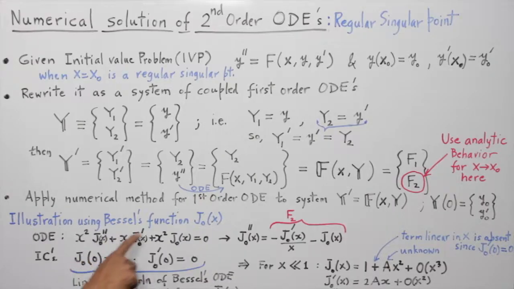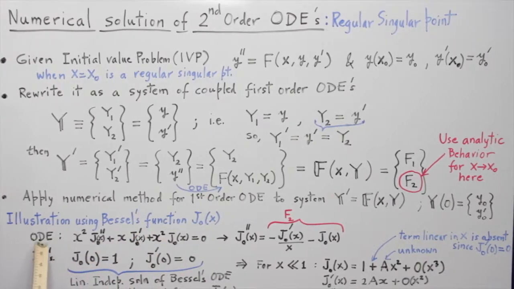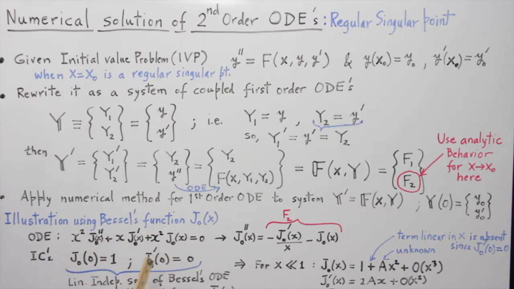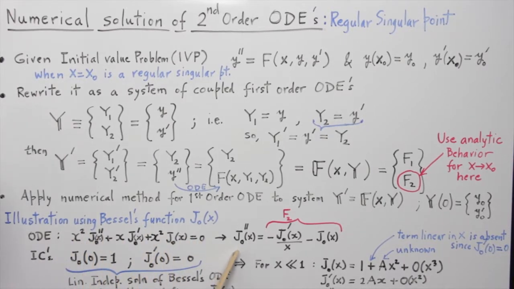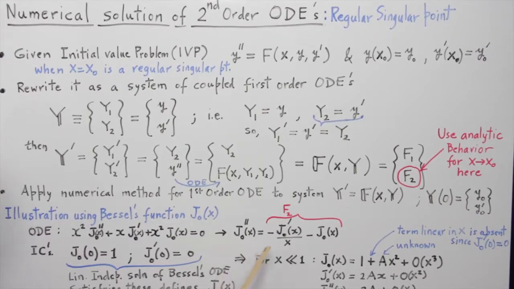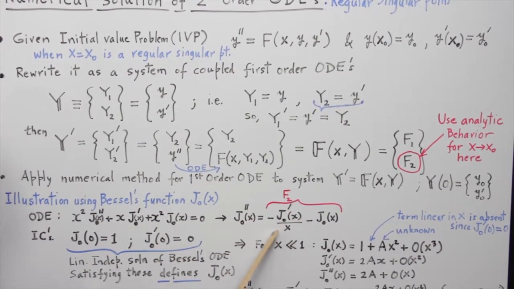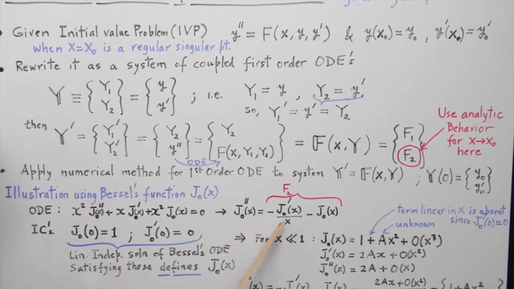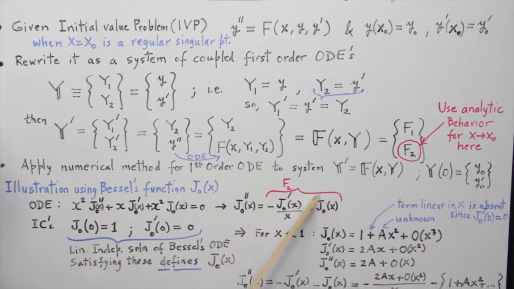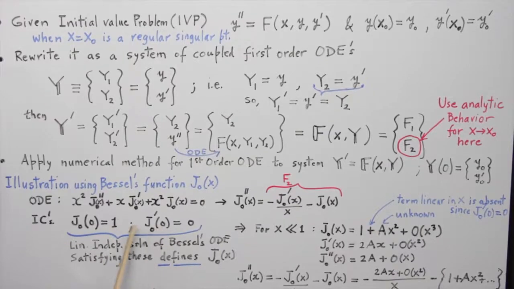So Bessel's differential equation, J0, the ODE is written over here, and so we are rewriting the differential equation to obtain the second derivative. The second derivative is given in terms of, this is the f2 function for the particular differential equation, and notice that J0 is a well-behaved function. These are the two initial conditions.